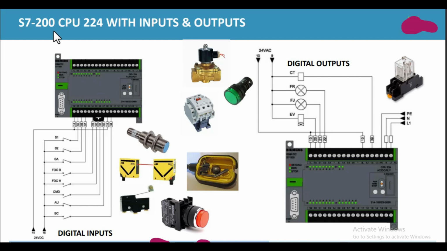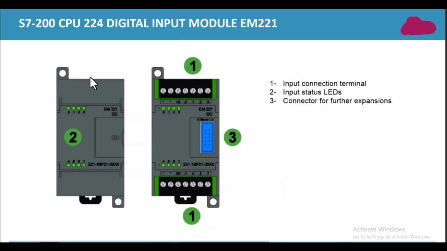Now we will discuss S7-200 CPU 224 with inputs and outputs. This is the S7-200 CPU 224, and these are the different kinds of inputs which are attached according to your plant on this side. These are the digital inputs, and this is the side with the digital outputs. Digital outputs are attached with these outputs. For example, an output may be a relay, an LED, a solenoid valve, or a contactor. Inputs may be a push button, toggle switch, limit switch, a sensor, and anything else. This is the connection diagram of the inputs, and this is the connection diagram of the outputs.